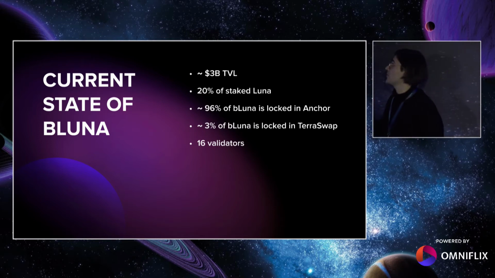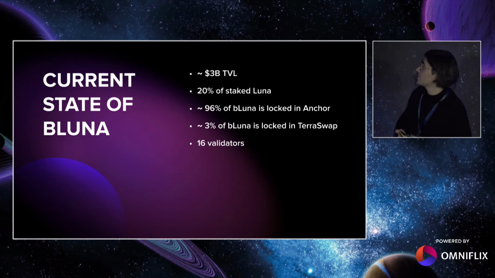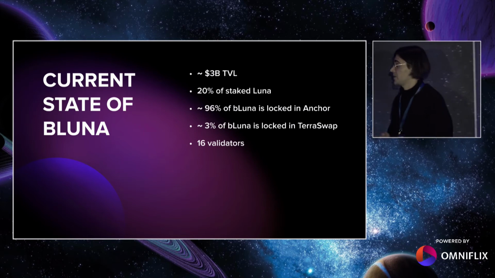The current state of BLUNA is as follows. It has around $3 billion of total value locked. 20% of staked Luna is BLUNA, and 96% of BLUNA is locked in Anchor, and only 3% of BLUNA is locked in TerraSwap. And the BLUNA holders delegated their stake to around 16 validators right now.